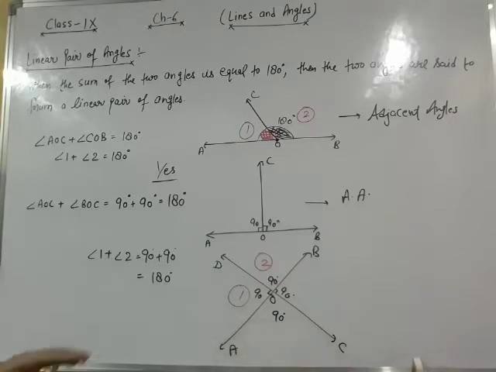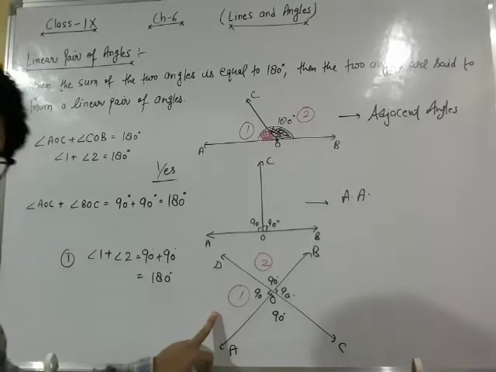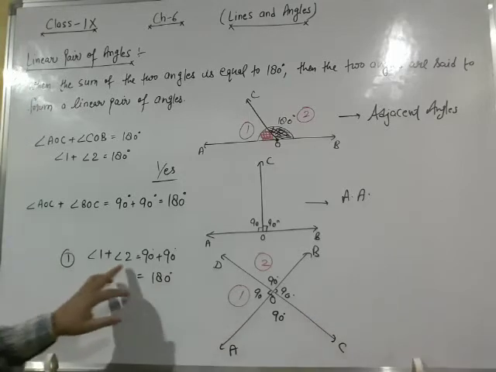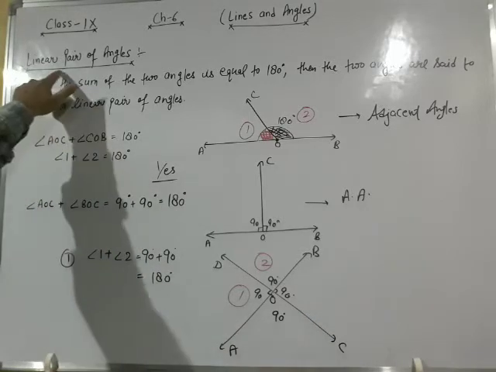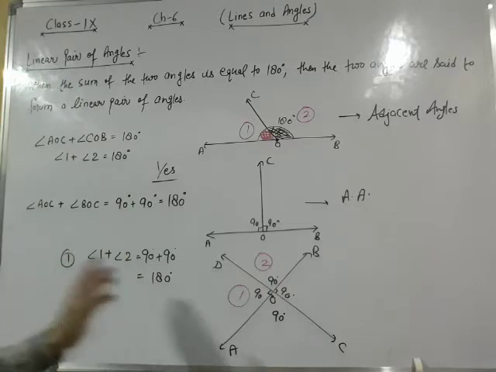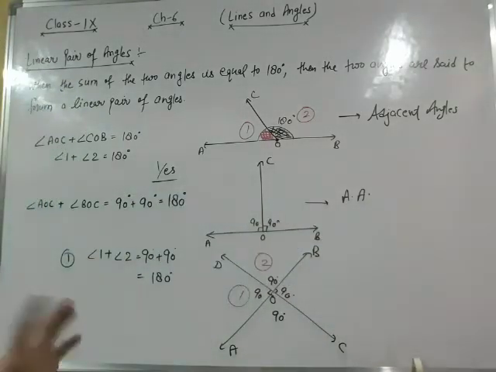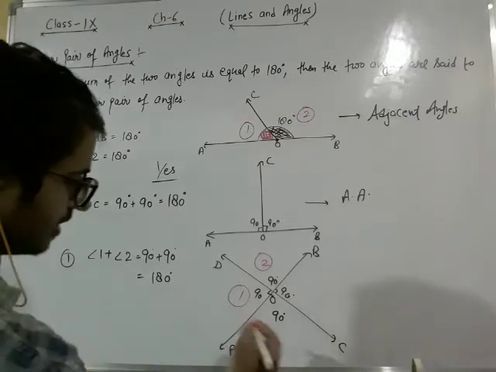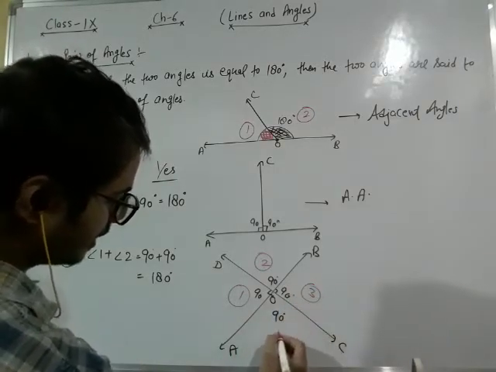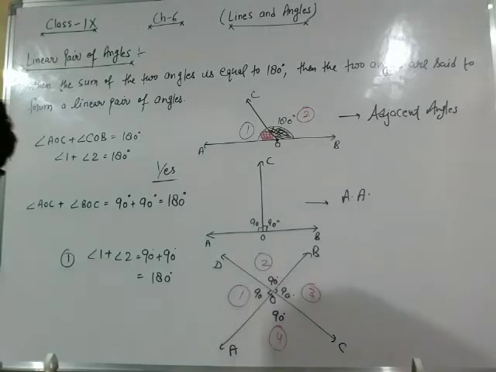Okay, can you find some more pairs of angles which form a linear pair? Suppose this is the first pair. According to this diagram, angle 1 and angle 2 are forming a linear pair of angles as well as adjacent angles, right? Can you suggest some more pairs? So I am writing here angle number 3 and here angle number 4.